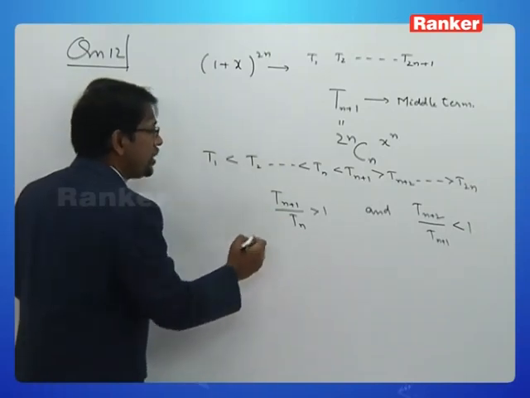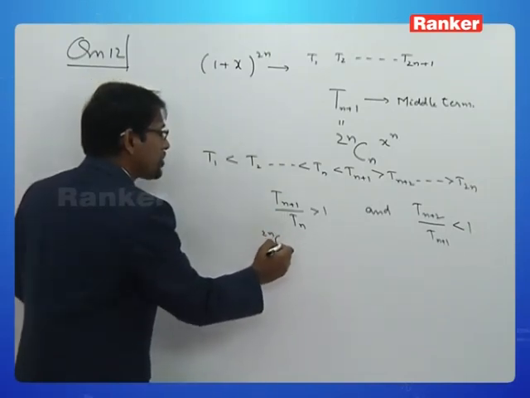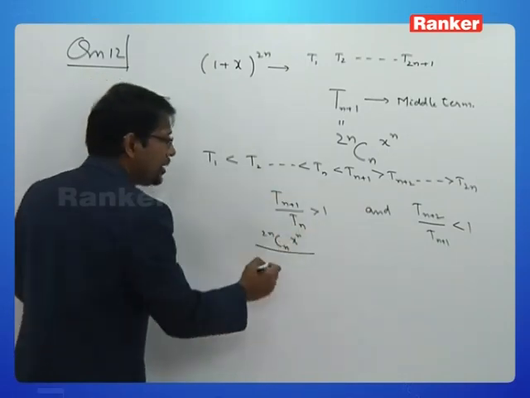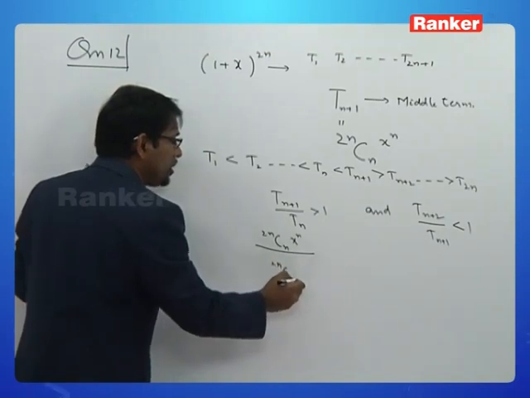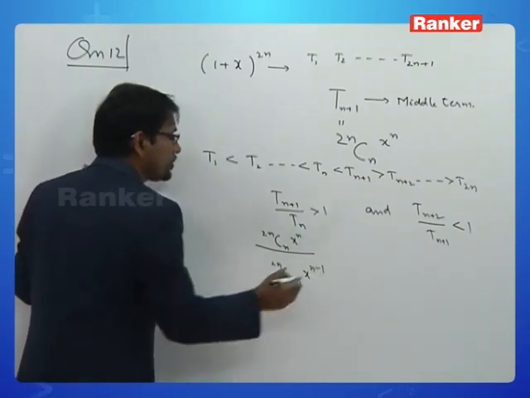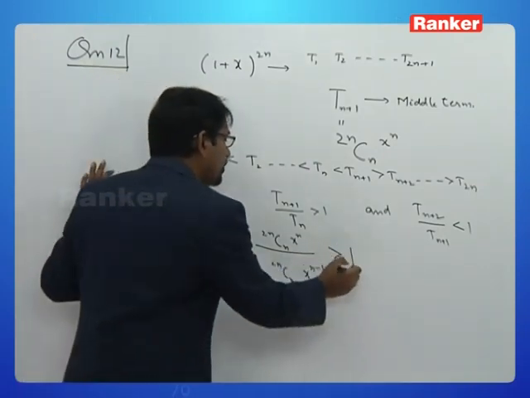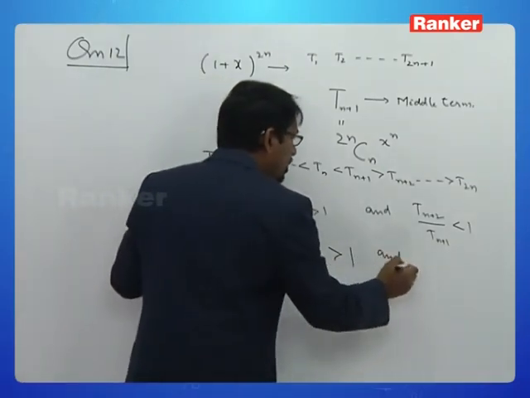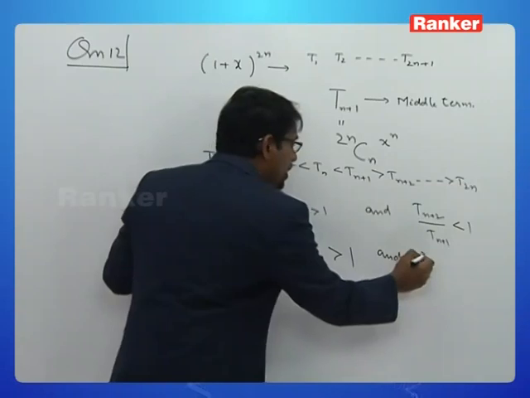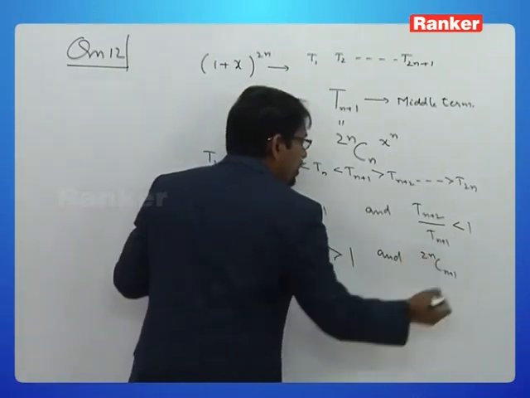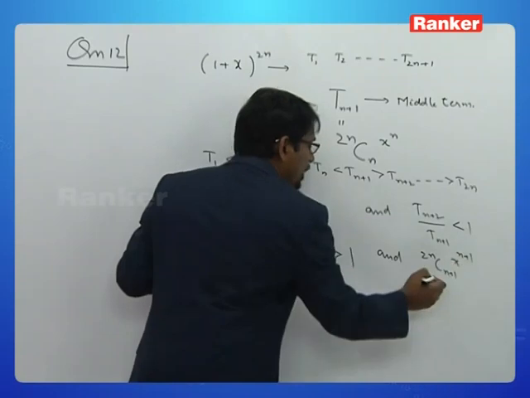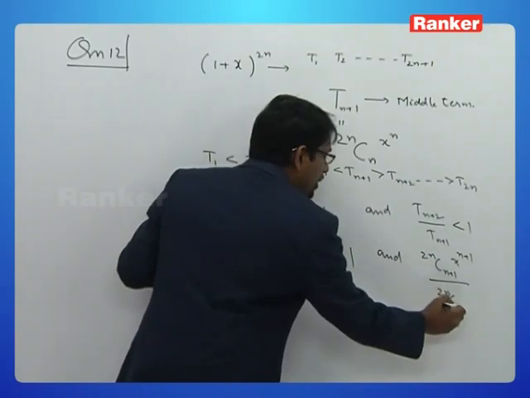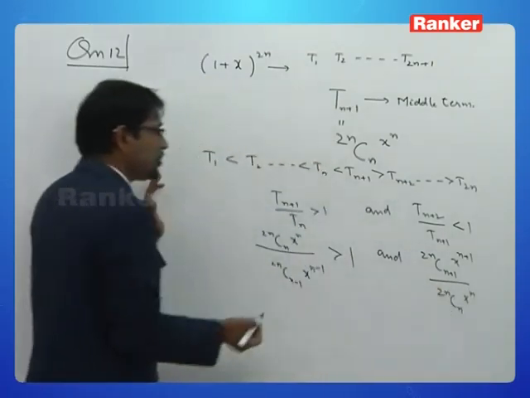So, what is T(n+1)? 2nCn x to the power n, divided by, what about T(n)? It will be 2nCn-1 x to the power n-1. That should be greater than 1. And also, T(n+2) will mean 2nCn+1 x to the power n+1, divided by 2nCn x to the power n. That should be less than 1.